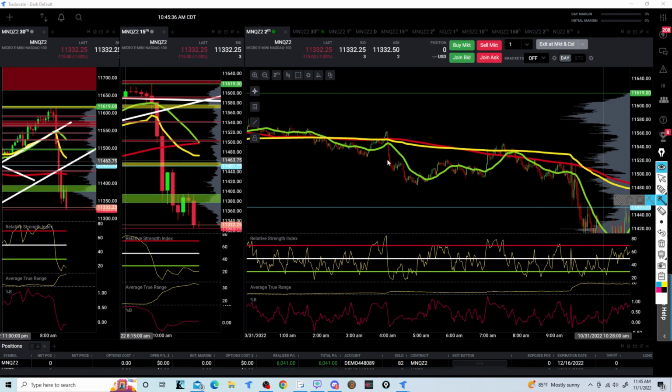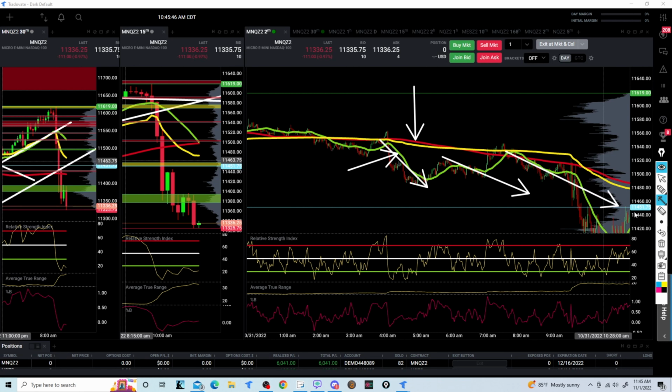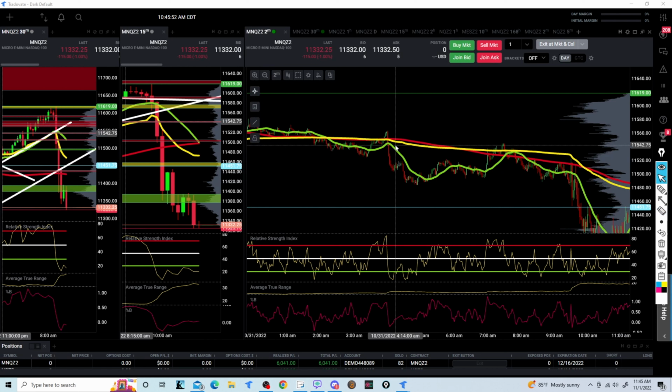Now, on the other hand, flip-flop it around. When the 20 period moving average is below the 200, you're only looking to shoot to the downside. Do you understand that? Do you see the power behind the 20 period moving average and the 200 period moving average?